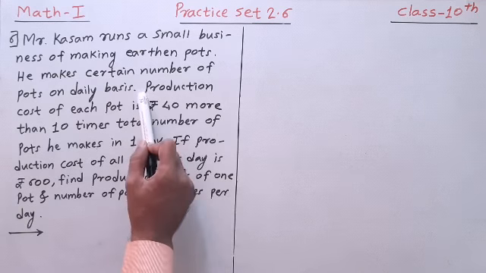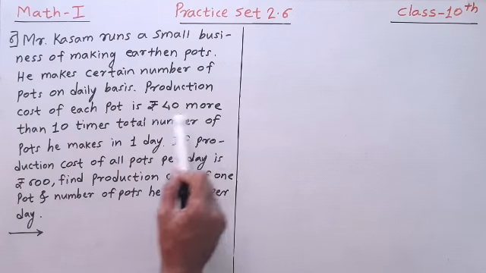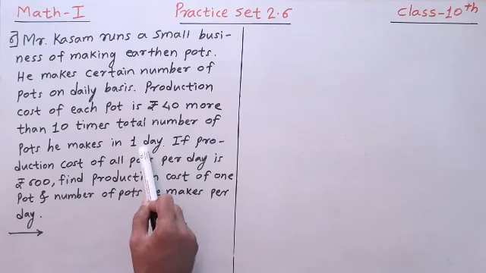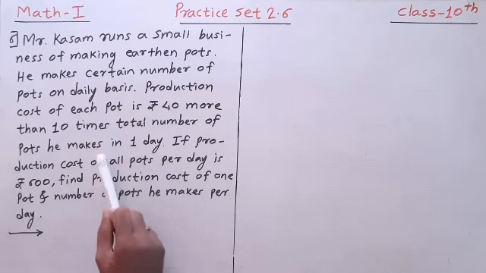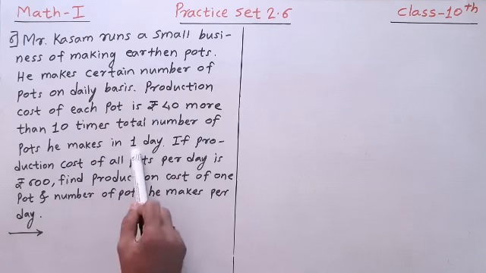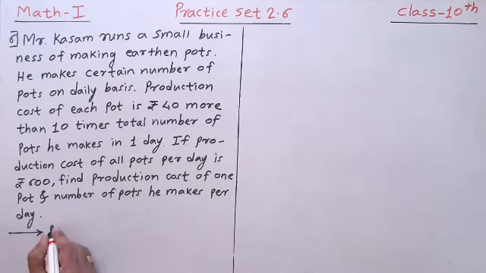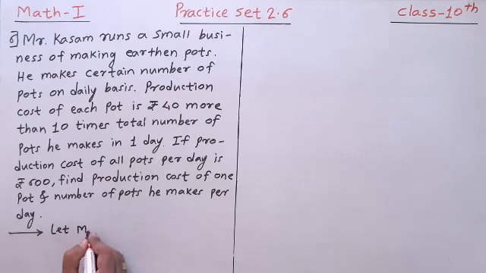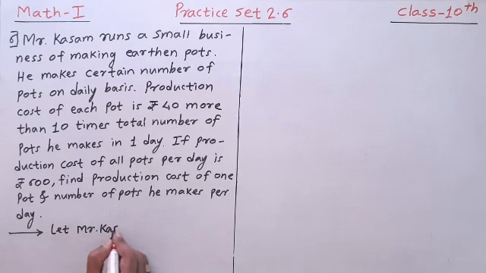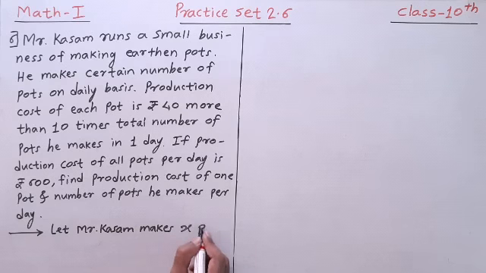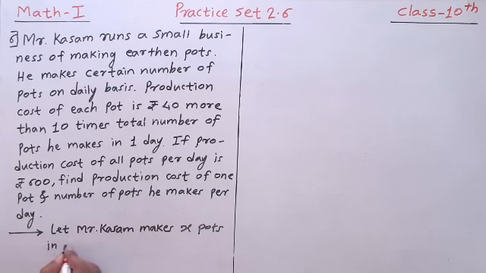So if we read this sentence, production cost of each pot is 40 more than 10 times the total number of pots he makes per day. From this sentence it is clear that the production cost of each pot is dependent on the number of pots he makes per day. So this is the thing we will have to consider. Let Mr. Kasam make X pots in one day.